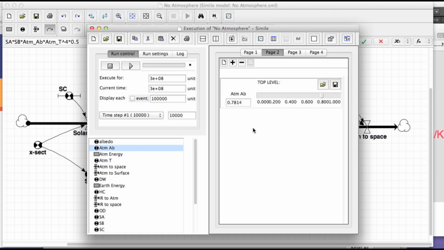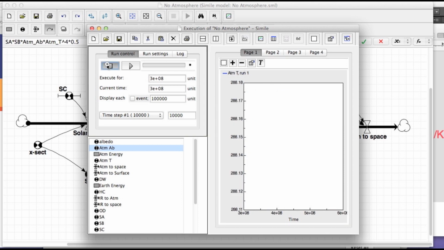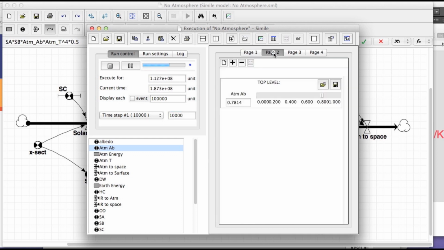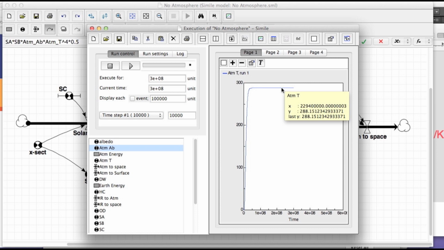So we did it. We have made a model with a planet that got up to 288.15. Let me just clear it. My value of 0.7814 gives me just slightly up above there, 288.1512. Not bad. All right, well done. We have done it. And when we come back next time, we're going to see what happens with a little bit of a greenhouse effect in this thing.